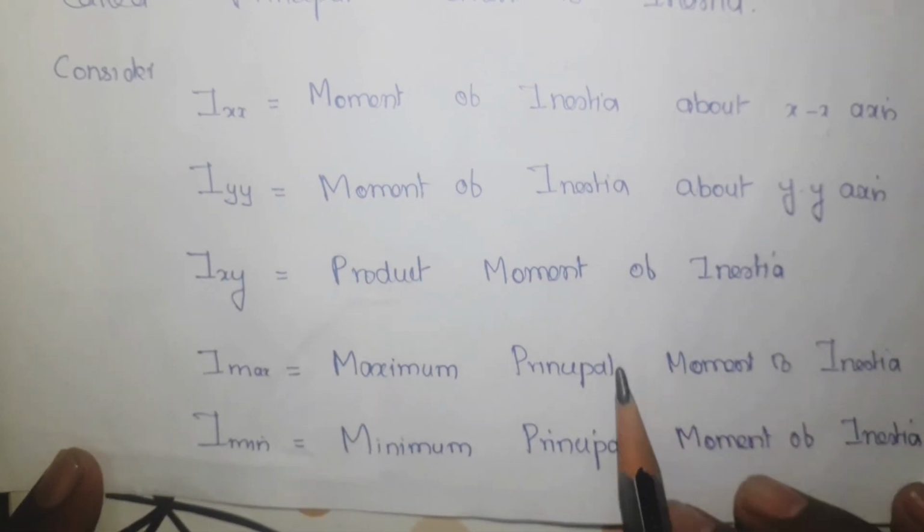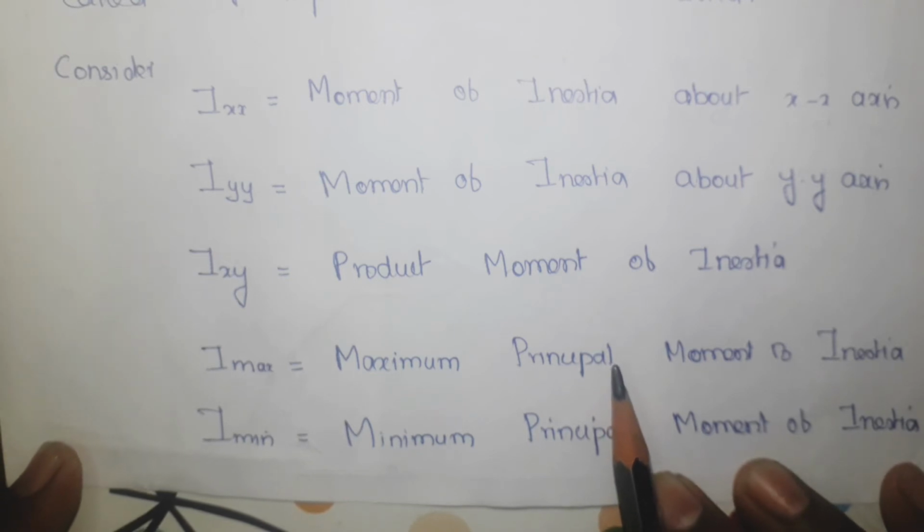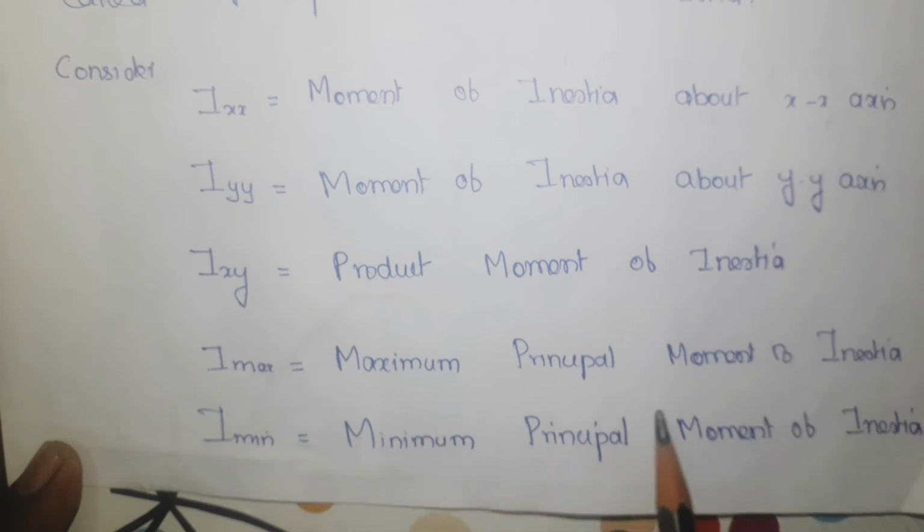Now when I vary the angle, I said that the corresponding value of moment of inertia will also vary, and at some angle it will give the maximum value, that is nothing but Imax, the maximum principal moment of inertia, and at some angle it will give the minimum value for moment of inertia, that is Imin, the minimum principal moment of inertia.